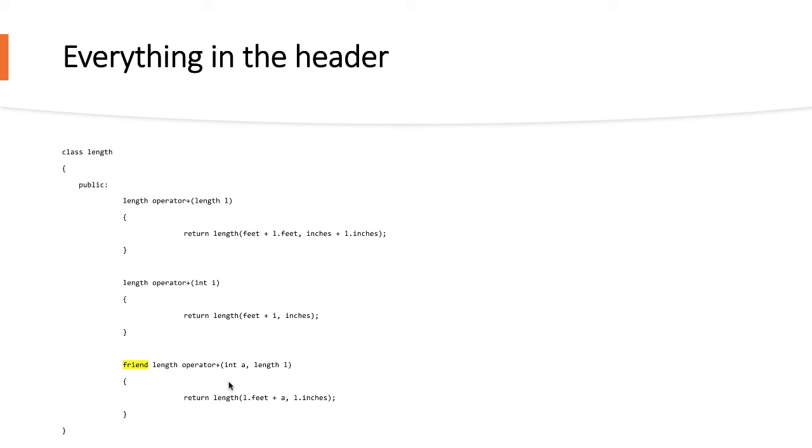But pay attention to the fact that we have two parameters to pass in. We have an integer on the left and a length object on the right. This will cause the operator syntax to let the integer a be added on the left and the length object L be added on the right.